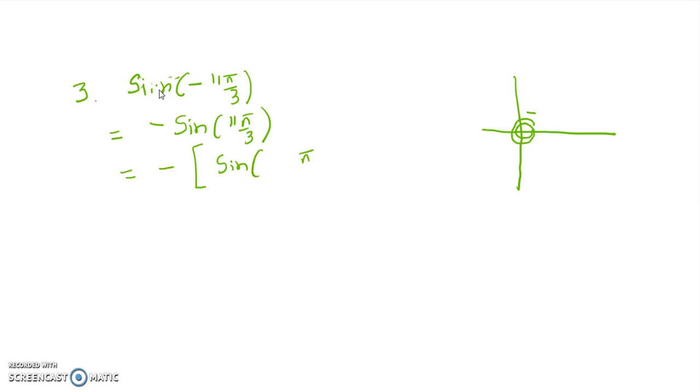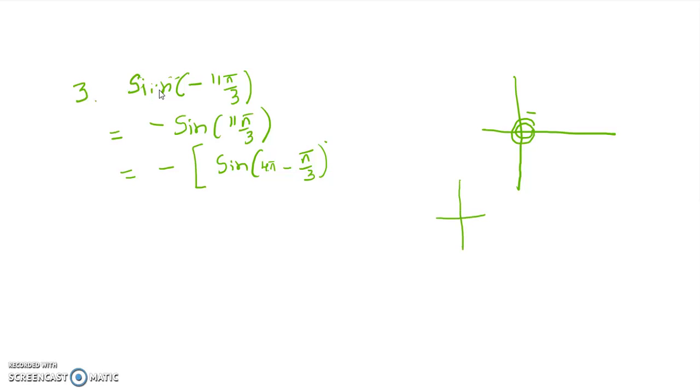Then 11 pi by 3. Here by trial and error I try to express it as a multiple of 2 pi plus or minus the acute angle. Suppose I write here 4 pi. 4 3s are 12 pi. But minus if I make, then I will get back to 11 pi by 3. So I write 11 pi by 3 as 4 pi minus pi by 3.